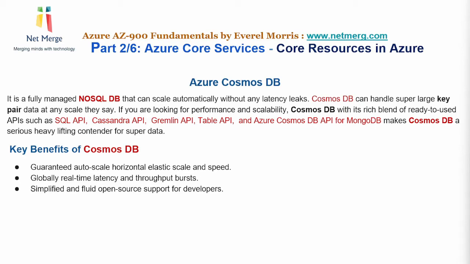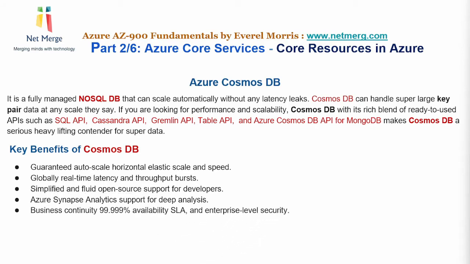You also get simplified and fluid open source support for developers. I spoke about those before, so you get the benefits of using your own software, your own programming language. There are a lot of tools and SDKs available to support the Cosmos DB. You also get Azure Synapse Analytics support for deep analysis in Azure. So there's support for that built into the Cosmos DB as well. You get business continuity at an exceptionally high SLA percentage of 99.999. That's five nines. That's exceptionally high.